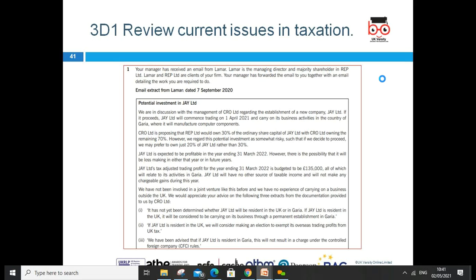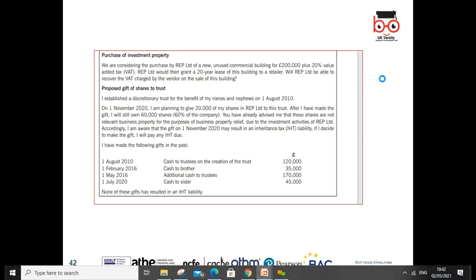So in this scenario, your manager has received an email from the managing director and majority shareholder of the company, who is a client of your firm. Your manager forwards the email to you to draft a reply email detailing the work you are required to do. The scenario is quite big, so we need to look around, and we've been given all the issues.